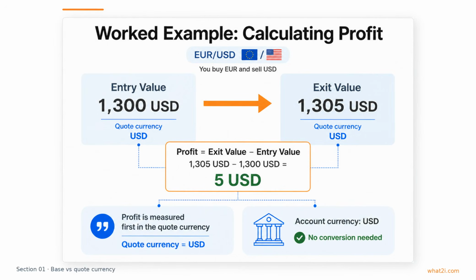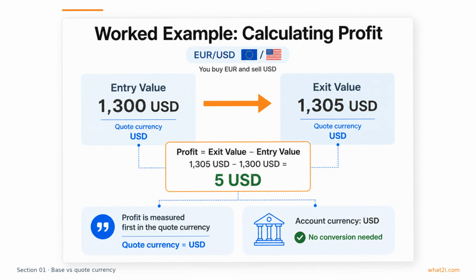Profit is simply the difference between the exit value and the entry value. In Alice's example, the position was worth $1,300 when she entered and $1,305 when she exited. That creates a profit of $5. Because GBP/USD uses USD as the quote currency, the profit is first measured in dollars. And because Alice's account is also in dollars, no additional conversion is needed. This example is small on purpose, so you can clearly see the mechanics without extra distractions.